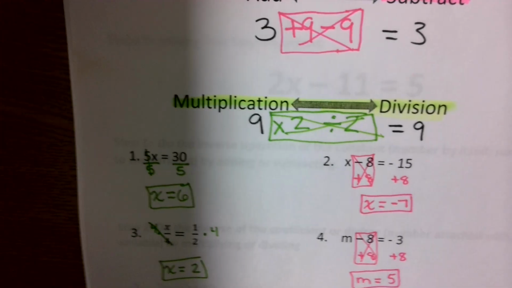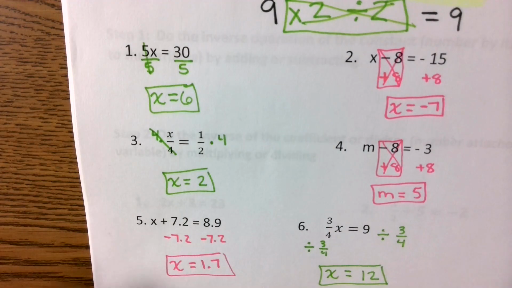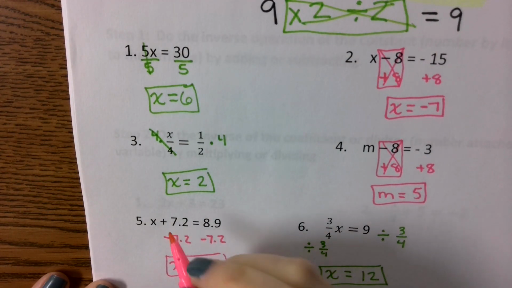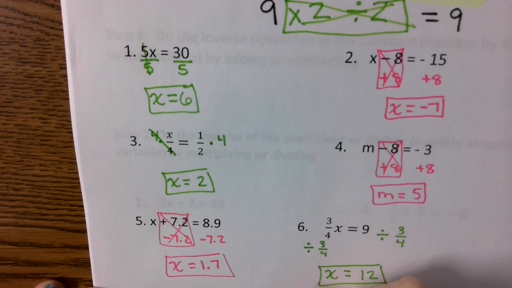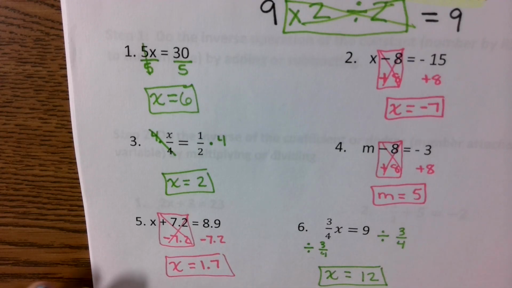For problem number 5, the inverse operation you should have focused on was subtraction. So instead of adding 7.2, you're going to subtract 7.2 to both sides. These 7.2s are going to zero out, and you have x isolated. 8.9 minus the 7.2 is just 1.7.